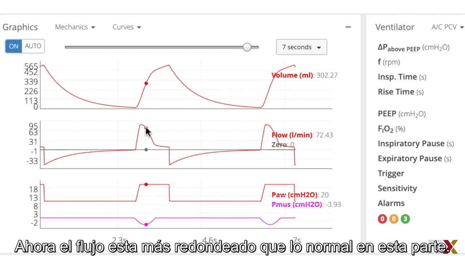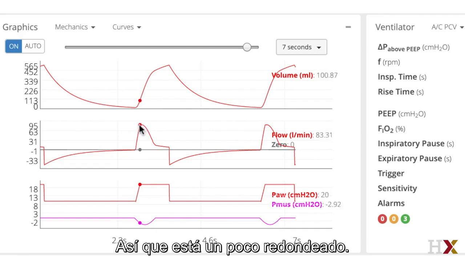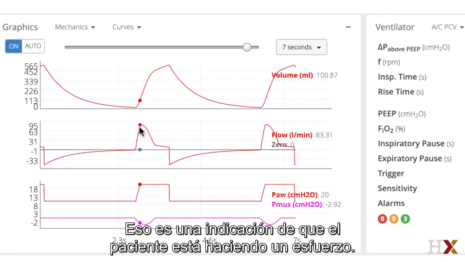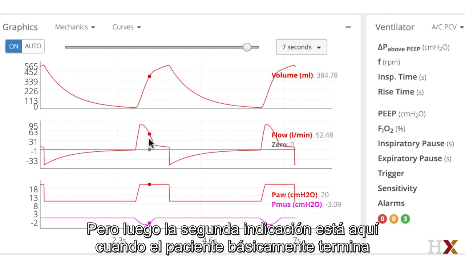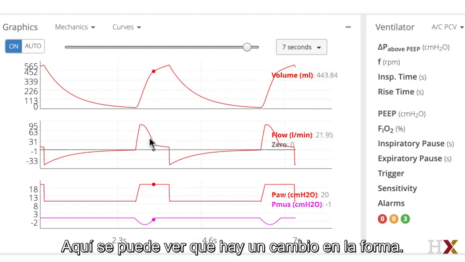Now the flow is a little bit more rounded up here than normal. Typically it has a peak and then it decelerates immediately. So it's a bit rounded. So that's one indication that the patient is making an effort. But then the second indication is here. When the patient basically ends inspiration into passive exhalation, you can see there's a change in shape here.